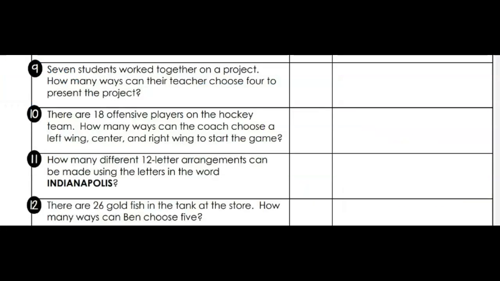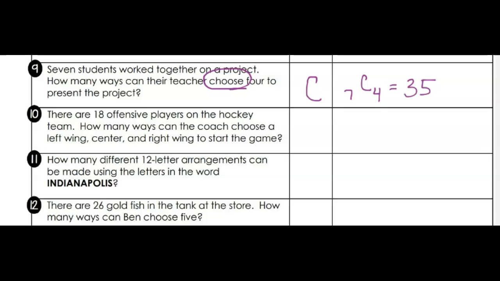Here are some other examples where we have to choose between the 2 counting techniques. Again, 7 students are working together on a project. The teacher needs to choose 4 people to present that day. The word choose tells us that it doesn't matter in what order they get picked. They're not talking about the order that they're going to go. So this is a combination, and out of the 7, it turns out to be 35 different ways that 4 people can be picked for that particular day.